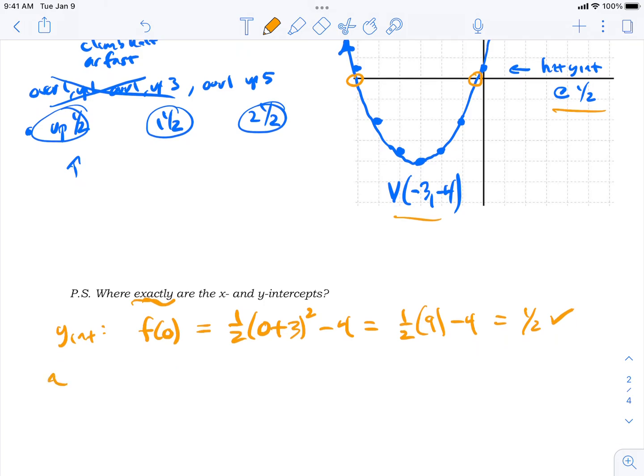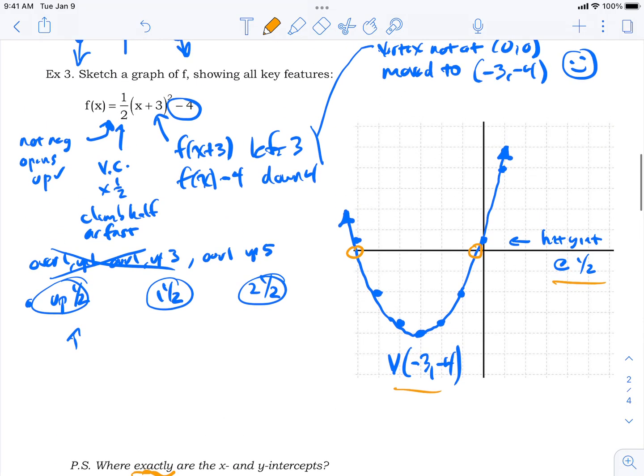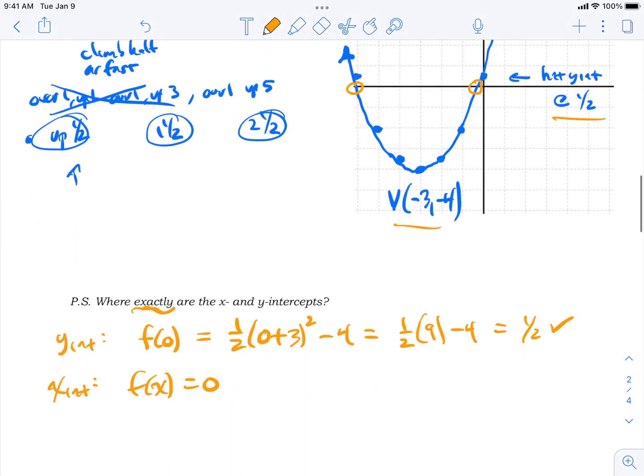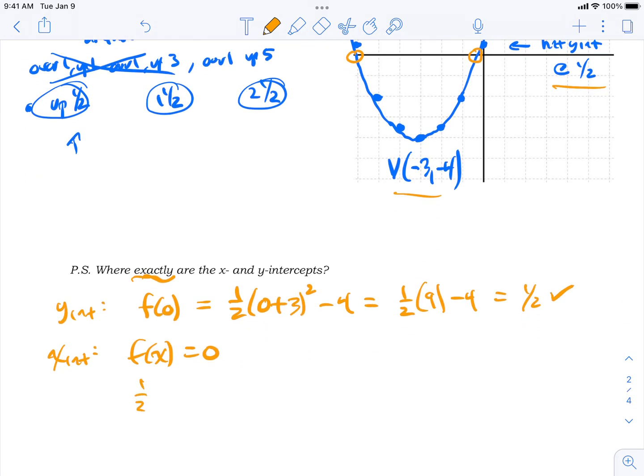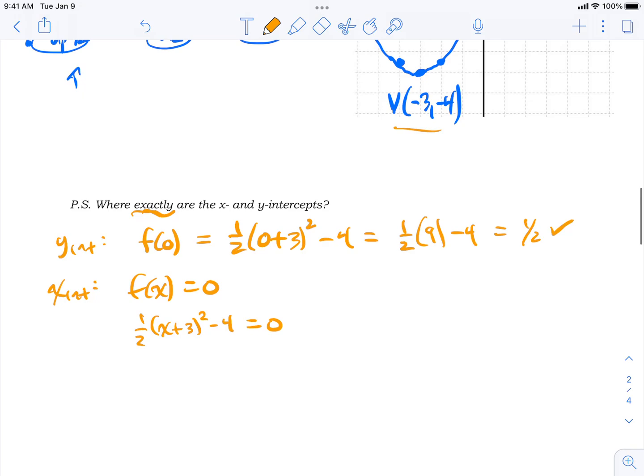And what's the standard way to get the x-intercept? Do you remember? You have to take the whole function, set it to 0. It's usually more of a process. So I'm going to take that function, half x plus 3 squared minus 4, and I'm going to set that to 0, and solving it will tell me at what value of x you get y equals 0. In other words, where are the x-intercepts?